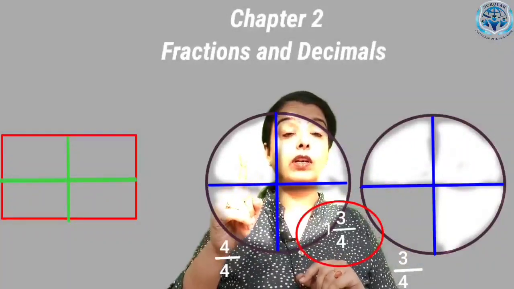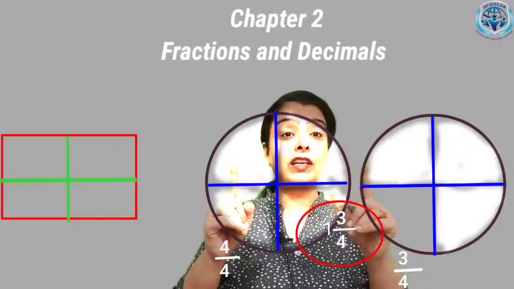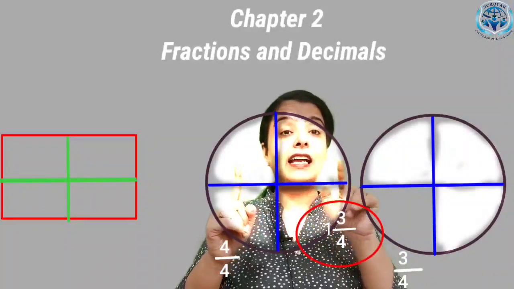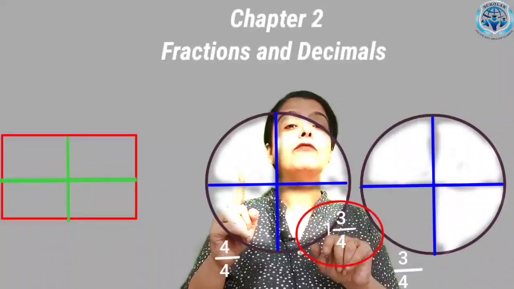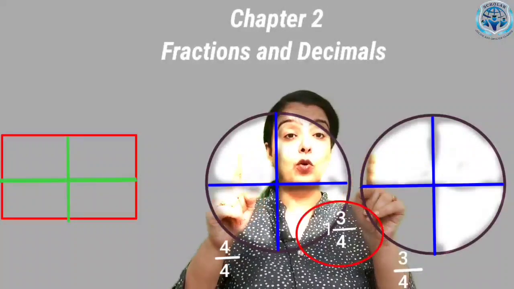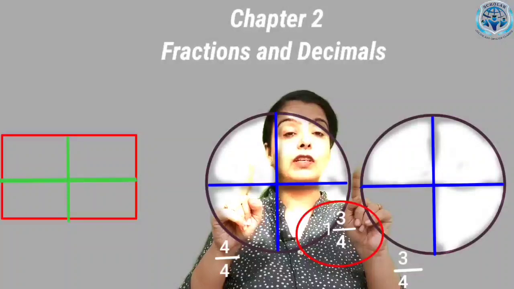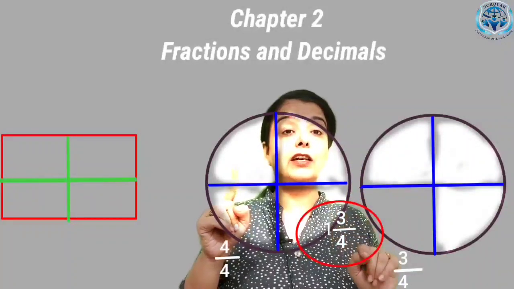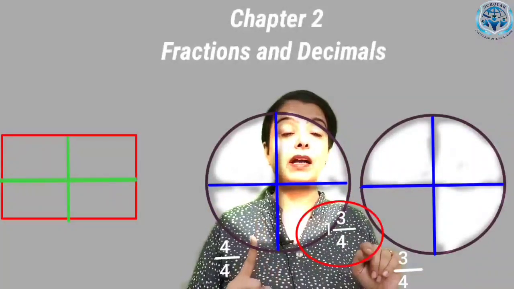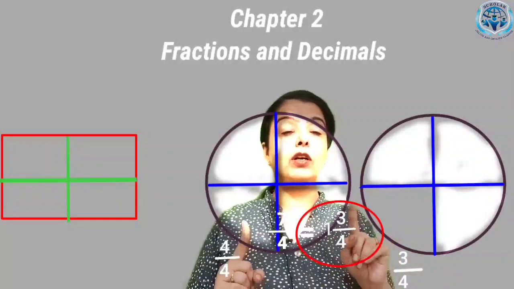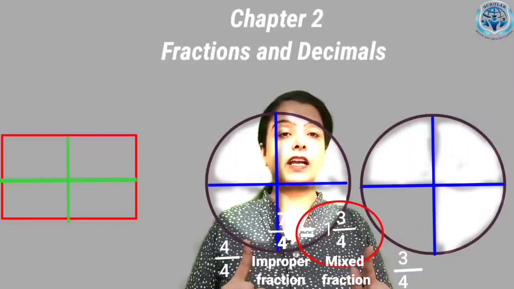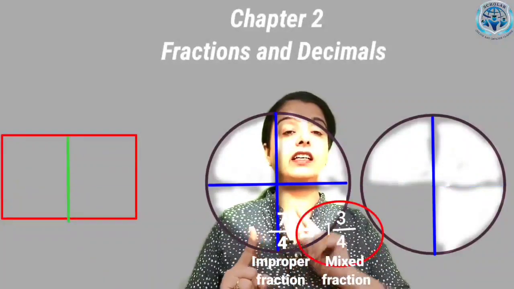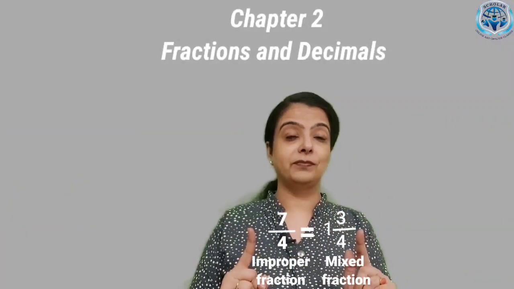That means one whole here and one whole here. 4 parts and 3 parts. 4 plus 3 is 7. 7 by 4. That means 2 wholes. And we can also write this improper fraction in the form of a mixed fraction. That means 7 by 4 and 1 3 by 4 both are equal. This is an improper fraction and this is a mixed fraction. An improper fraction is written in the form of a mixed fraction.